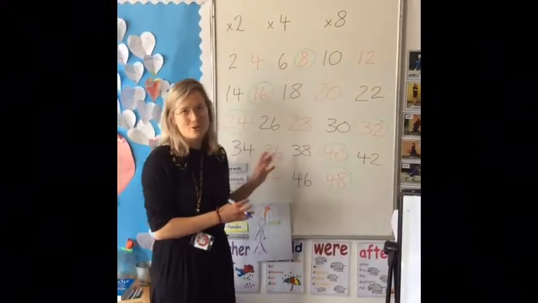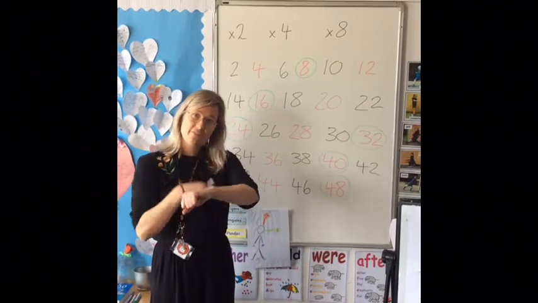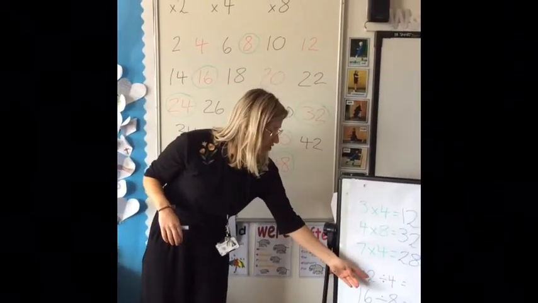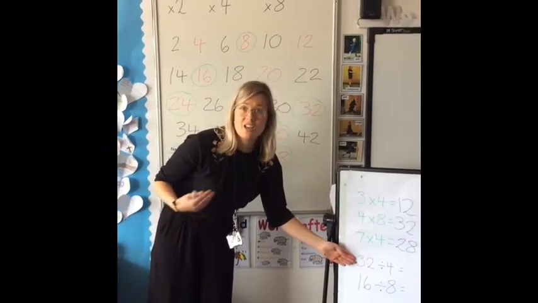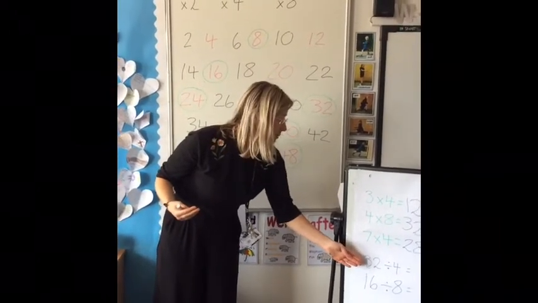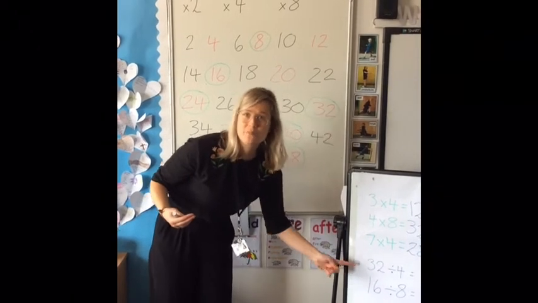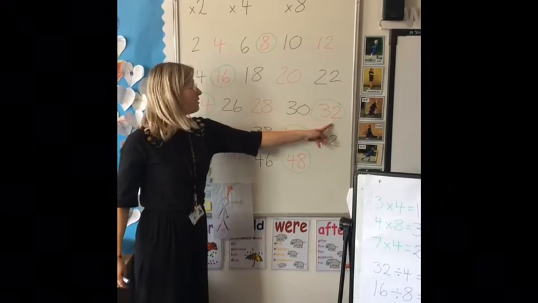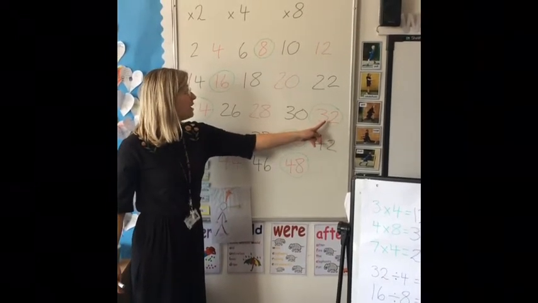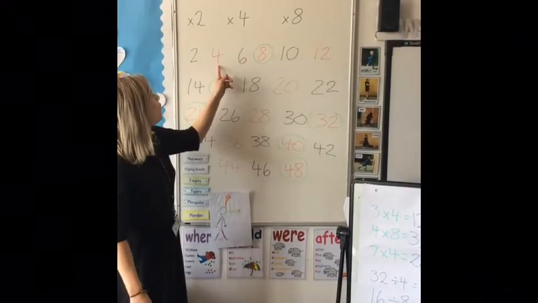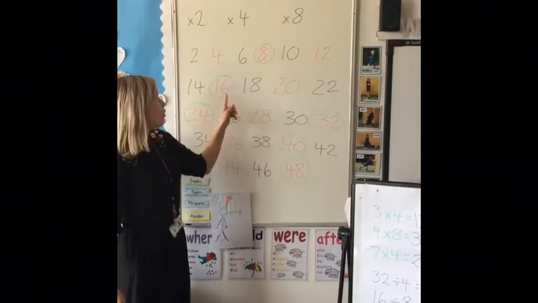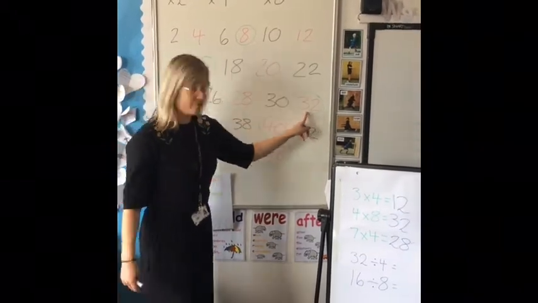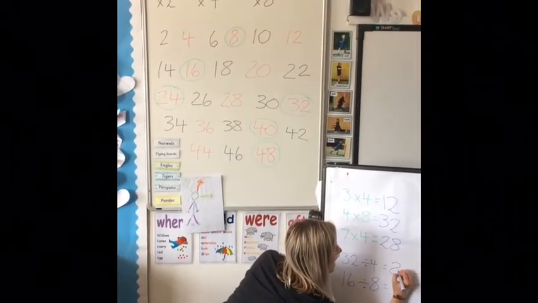Now you can also use this technique to answer some division questions. So my first division question here is 32 divided by 4. Another way we can say this is, how many 4s are in 32? So I would find 32 and I would count how many 4s are in 32 and I would just count up the red numbers. So 1, 2, 3, 4, 5, 6, 7, 8. 32 divided by 4 is 8.